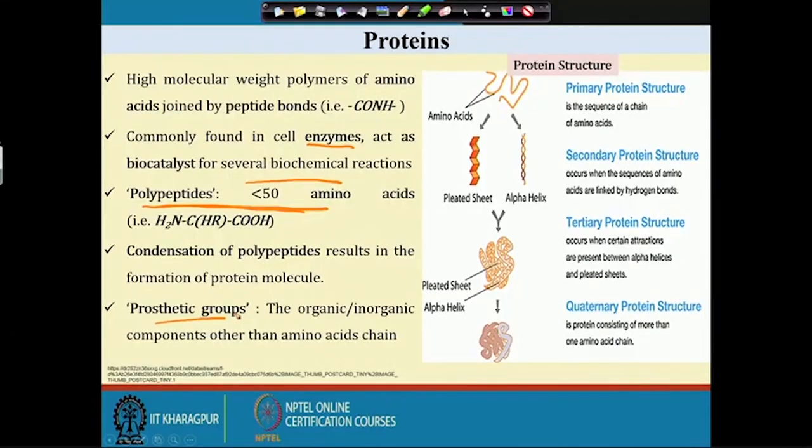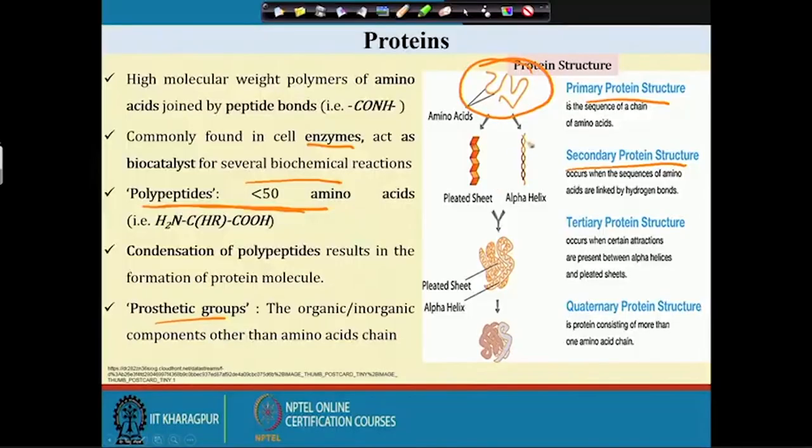Then another, we have the prosthetic groups, which may be organic or inorganic components other than the amino acids in the chains. Pictorially, a protein molecule can be represented like this. The primary structure looks like this: it is a polymer of amino acids. Then the secondary protein structure occurs with linkage by hydrogen bonds, and the hydrogen bond is between the carboxylic and amino groups.